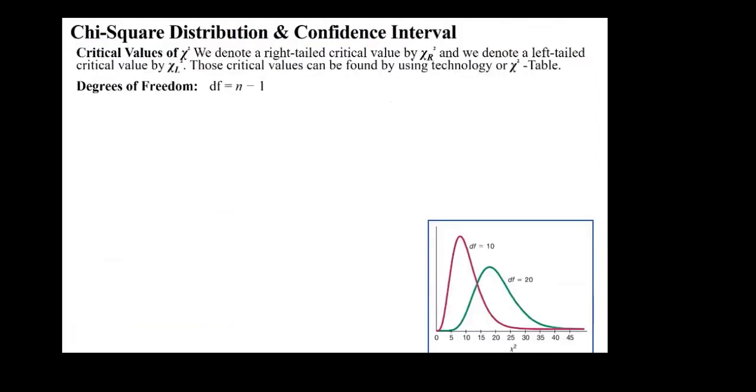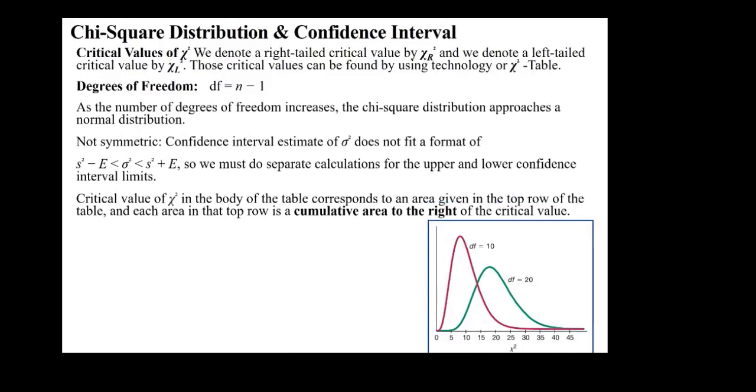So critical values of chi-squared: we denote the right tail critical value by chi-squared of the right, and the left tail by chi-squared of the left. And we get it from the table. Or, there are some calculators that you can use. As you can see, when the degrees of freedom get larger, it gets a little bit more symmetric. And of course, don't forget the total area under the curve is always 1 because it represents the probability. As the number of degrees of freedom increases, the chi-square distribution approaches a normal distribution, but is not symmetric.